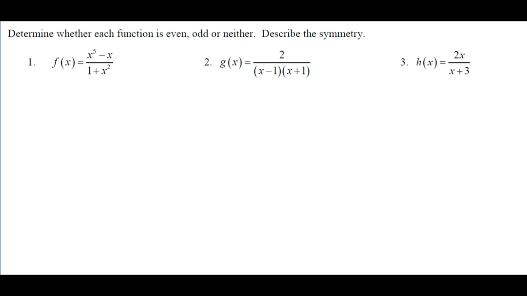Okay, determine whether each is even, odd, or neither. Describe the symmetry. So if you want to determine even or odd or neither, if you want to determine whether a function's even, you do f of negative x. So we plunk in negative x to the 5th minus negative x, over 1 plus negative x quantity squared.